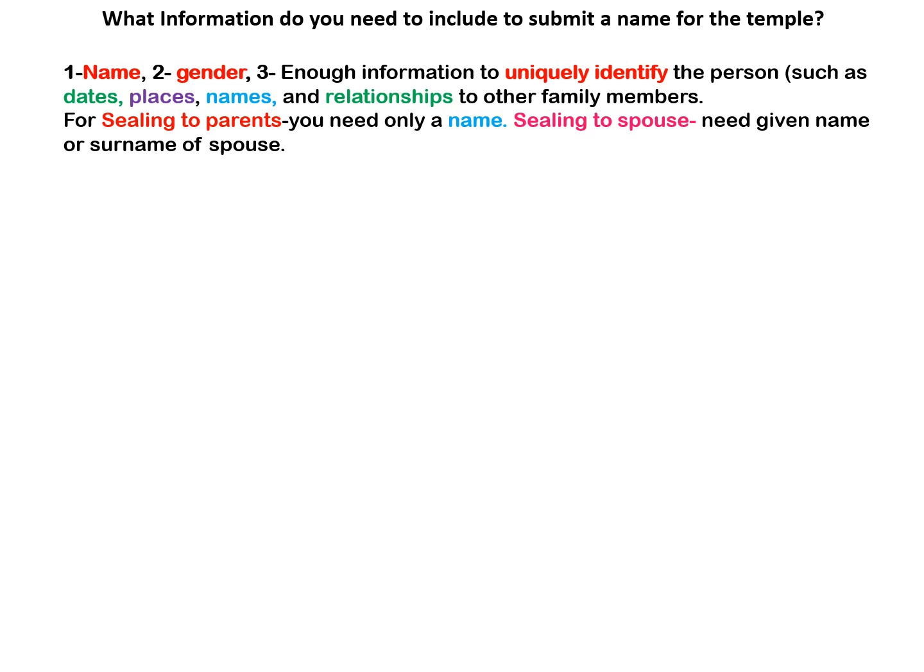So what information do you need to find to do temple work? You need a name, a gender, and enough information to uniquely identify the person, such as dates, places, names, and relationship to other family members. For sealing to parents, you need only a name. For sealing to a spouse, you need a given name or a surname of a spouse.